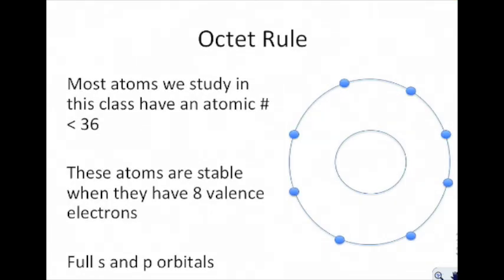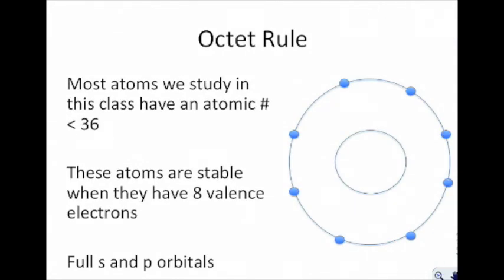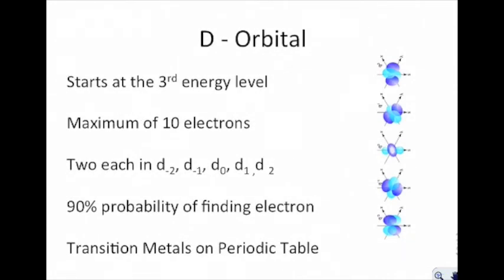Next, you have the octet rule. Generally speaking, electrons like to have 8 valence electrons in the outer level. That means they have a full s and a full p orbital. Now, that's for elements 1 through 36. When you start to get into these bigger atoms, that kind of falls apart, but we're not going to do that in this class. So for the most part, we like to say that something is stable if it has full s and full p valence orbitals.